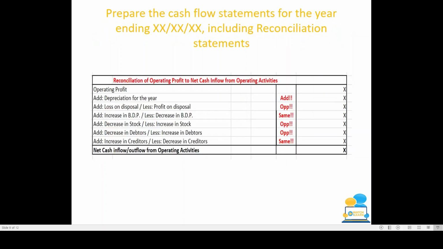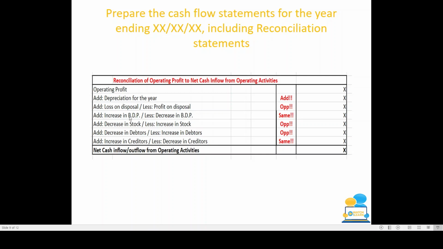So then I have to prepare the cash flow statement for the year ending, whatever the year ending is, including reconciliation statements. The first thing I'm going to do then is one of my reconciliation statements. So I'm going to get the reconciliation of operating profit to net cash inflow from operating activities. Now I'm going to start off with my operating profit from part A of the question. That is the first figure that I worked back up towards in the previous part. Then I have to add depreciation. I will always add depreciation, okay? Depreciation I will always add.